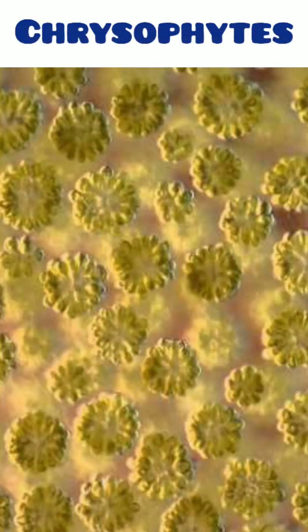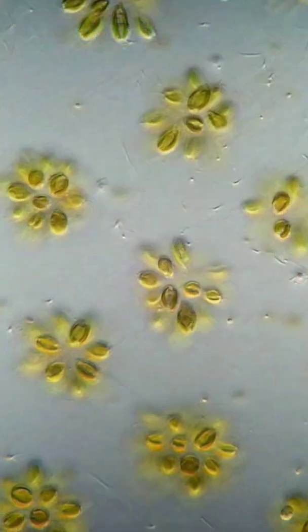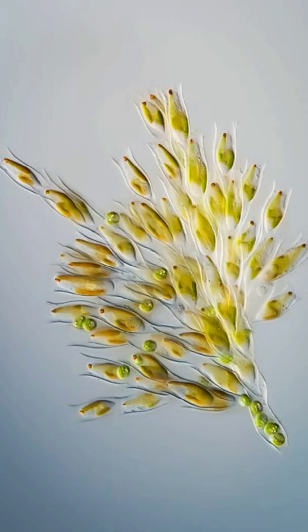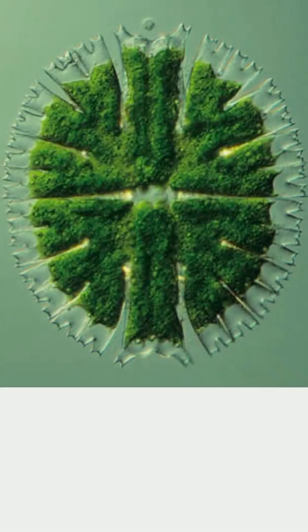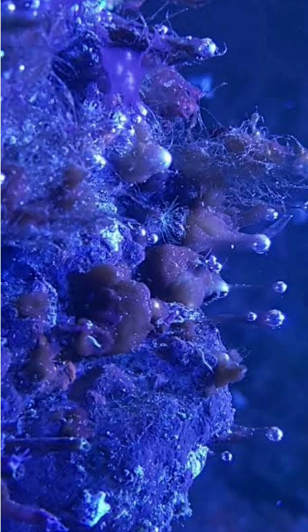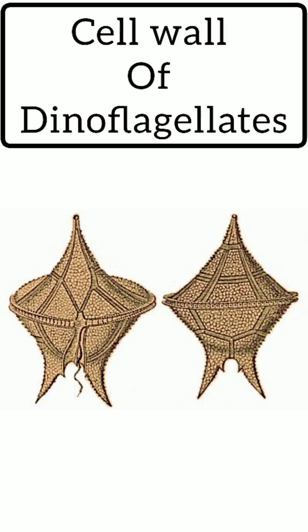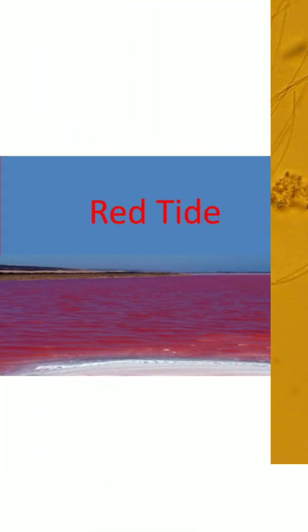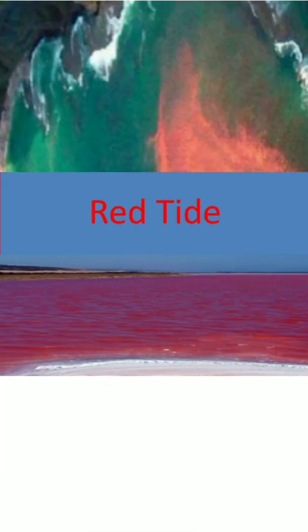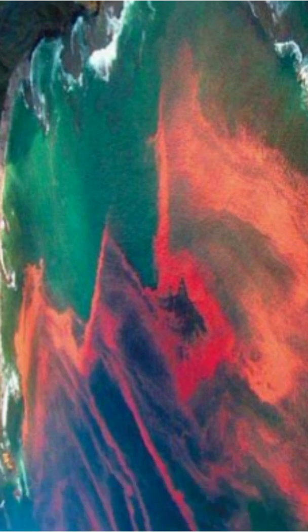Chrysophytes. They are freshwater and marine organisms. They are planktons and most of them are photosynthetic. Chrysophytes include diatoms and desmids, also known as golden algae. Dinoflagellates. They are mostly marine and photosynthetic. The cell wall has stiff cellulose plates on the outer surface. The rapid multiplication of Gonyaulax causes red tide in the sea. Toxins released by dinoflagellates kill aquatic animals.